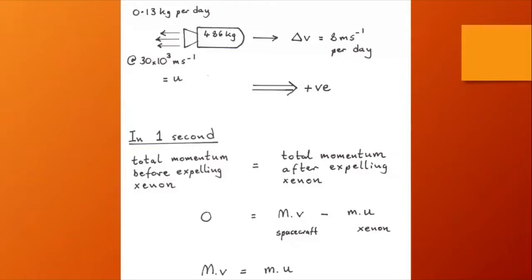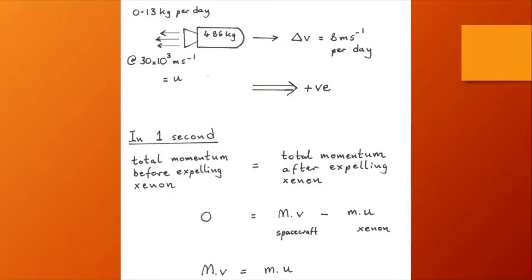And from my diagram, there's the spacecraft. It's pushing out to the left 0.13 kilograms worth of xenon per day. Each ion is picking up a speed of 30 times 10 to the 3 meters per second. I'm calling that U. The spacecraft, we think it has an increase in velocity, delta V, of 8 meters per second per day. I'm taking anything to the right as having a positive momentum. These are all ideas that we've worked with before.